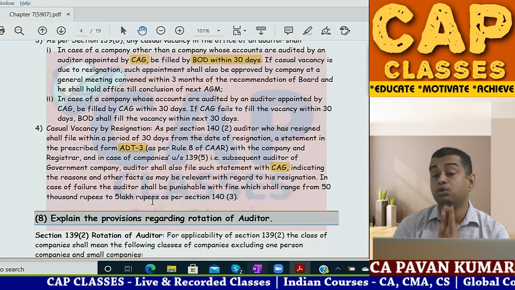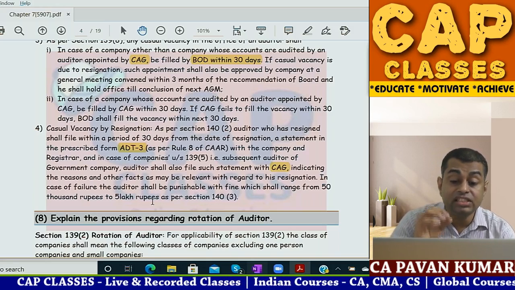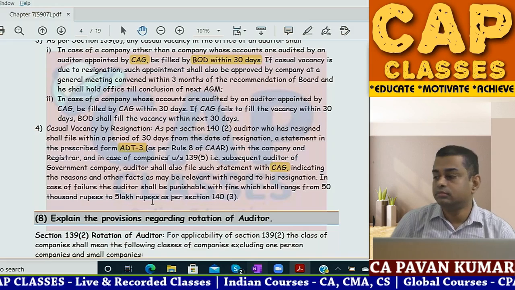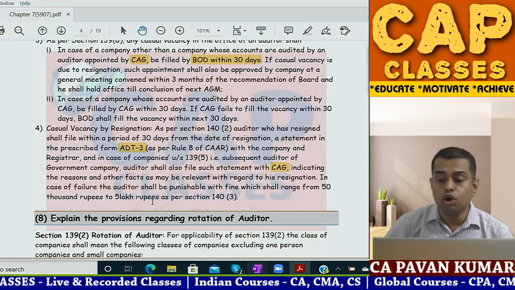Now we are going to another important area, provisions regarding rotation of auditor. Question number 8, provisions regarding rotation of the auditor.